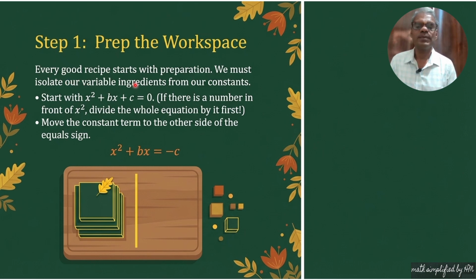Every good recipe starts with preparation. We must isolate our variable ingredients from our constants. Start with x square plus bx plus c is equal to 0. If there is a number in front of x square, divide the whole equation by it first. Move the constant term to the other side of the equal sign. So we get x square plus bx is equal to minus c.